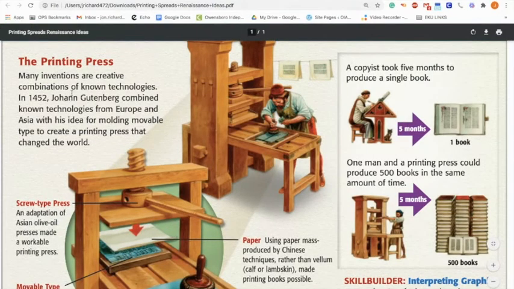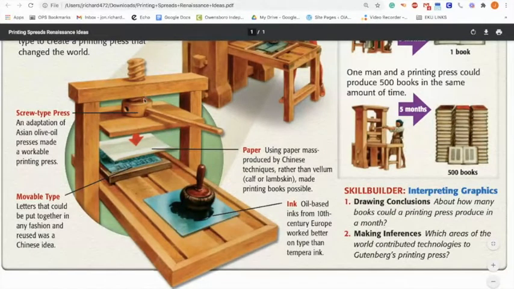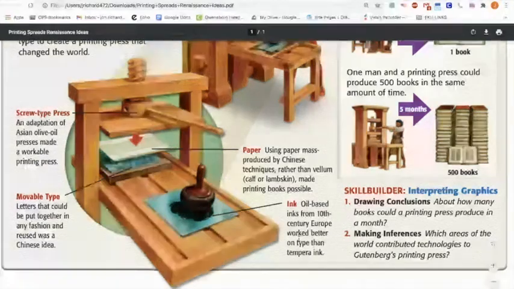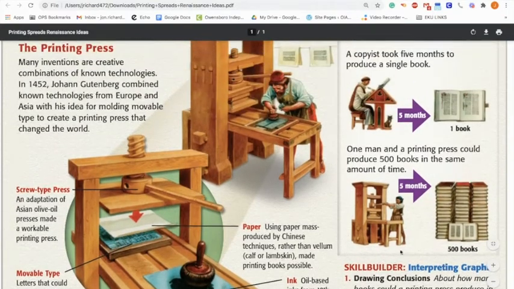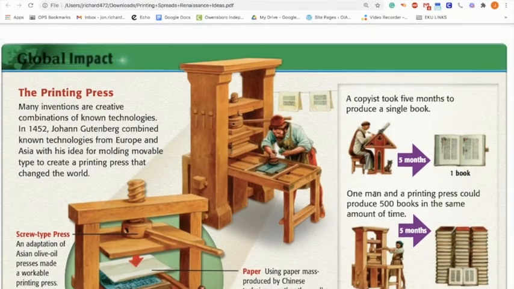So this is the printing press process. Many known technologies coming together. This screw type press was actually used for olive oil or wine making. The movable type was a Chinese idea pulled together. Paper used by the Chinese. Oil-based inks from Europe. And we saw this in the PowerPoint that I did, but it would take 5 months to make one book by a single scribe, and 500 books could be made in that same amount of time with the printing press.